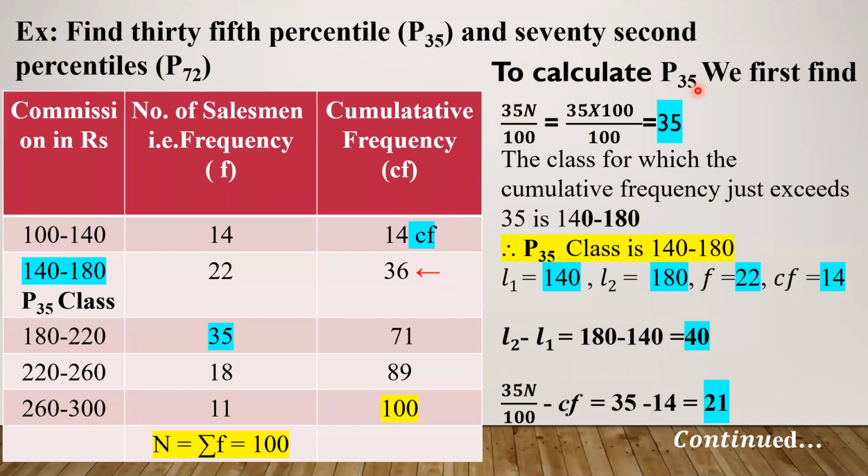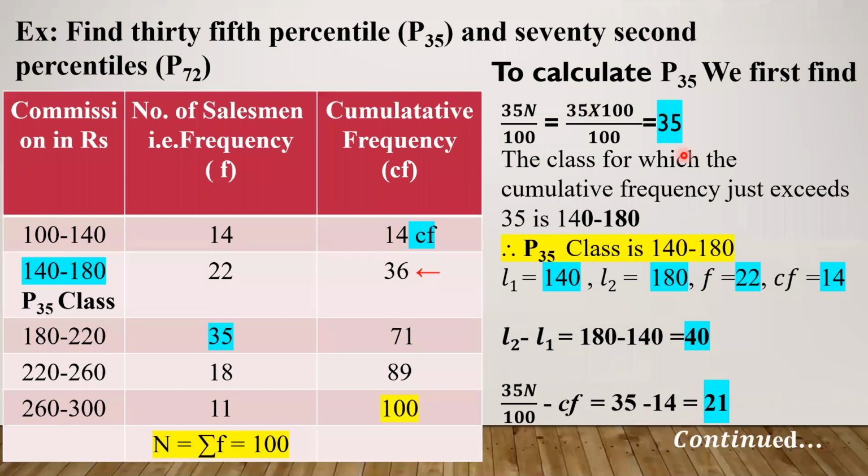So to calculate P35, we will first find 35n by 100. So 35 into n. What is the value of n? It is 100. So 35 into 100 divided by 100. The 100 and 100 will get cancelled and you will be left with 35. So it is 35. So my third step is over.